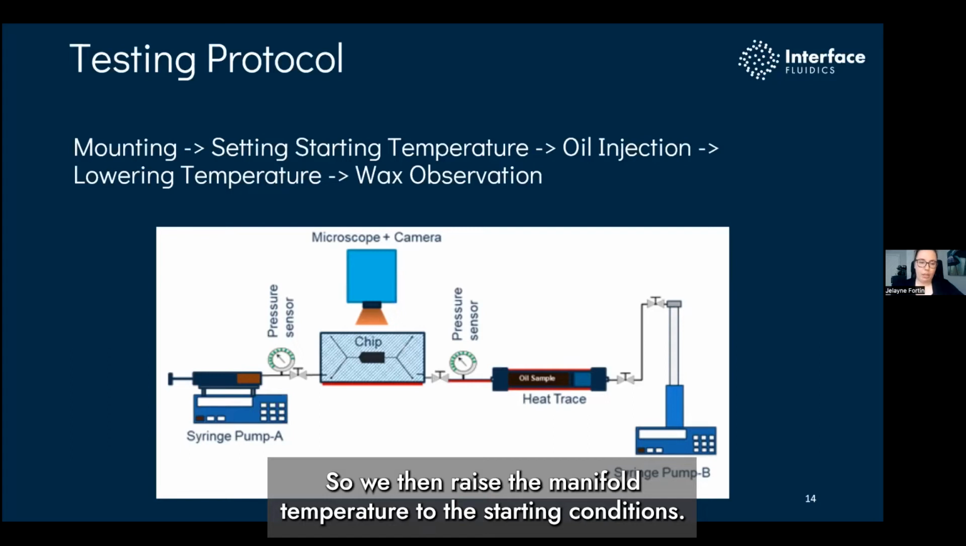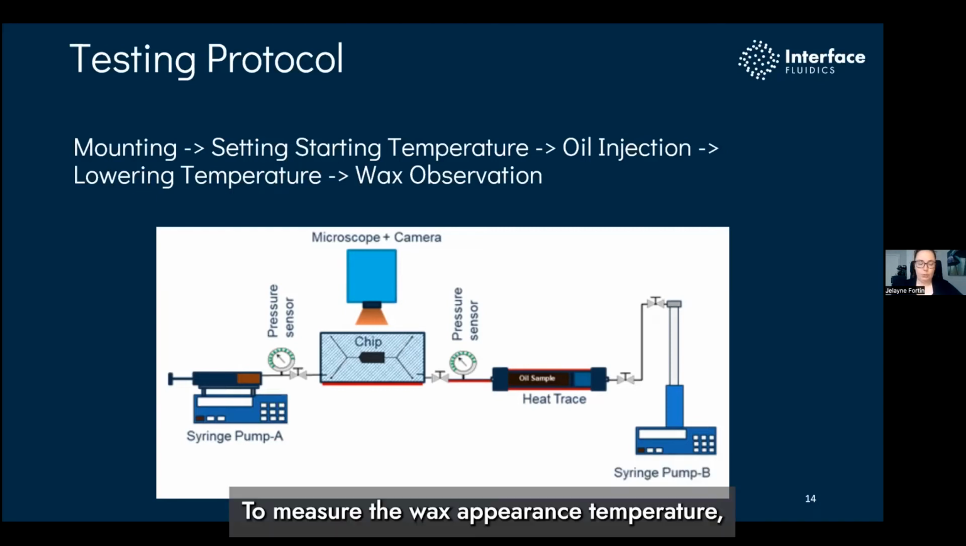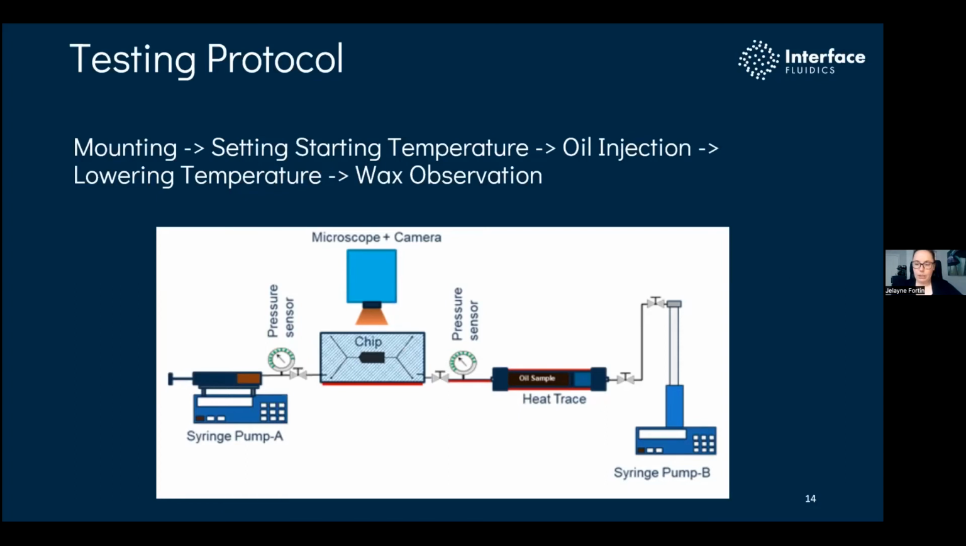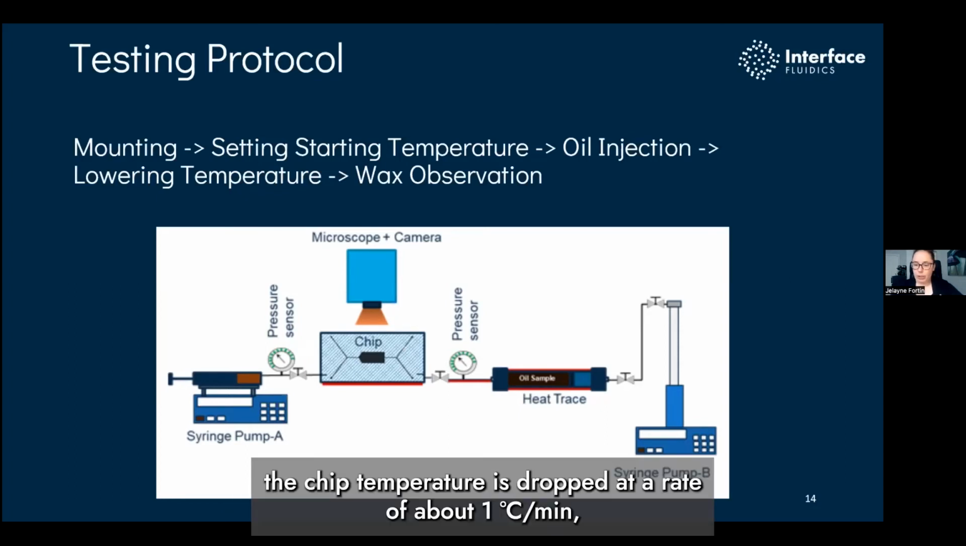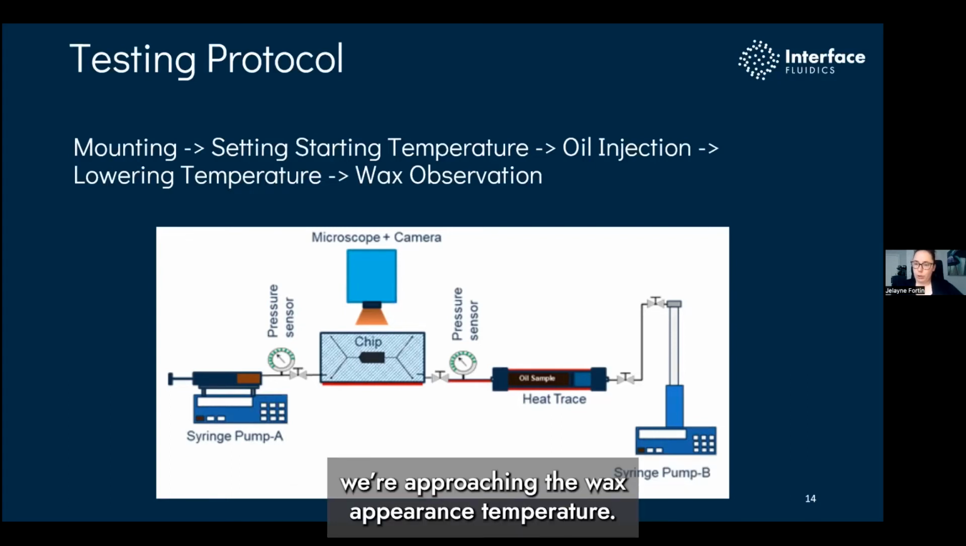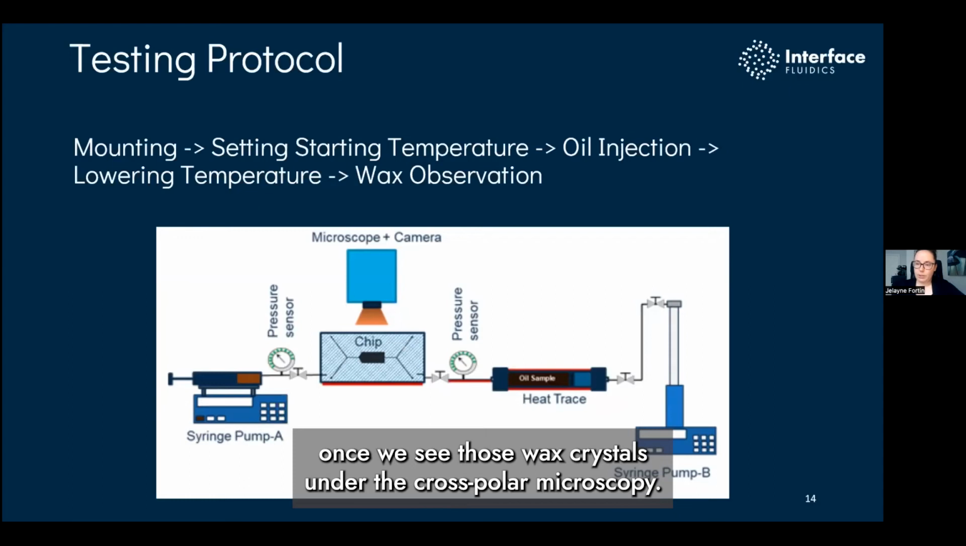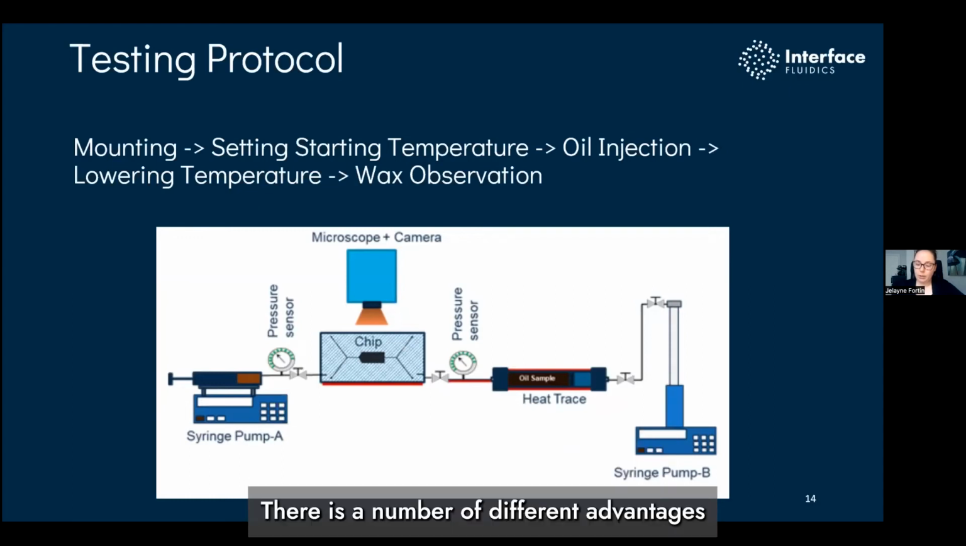We then raise the manifold temperature to the starting conditions, and then we inject several pore volumes of the oil into the analog. To measure the wax appearance temperature, the chip temperature is dropped at a rate of about 1 degree Celsius per minute, and that is even further refined once we're approaching the wax appearance temperature. The test ends once we see those wax crystals under the cross-polar microscopy.